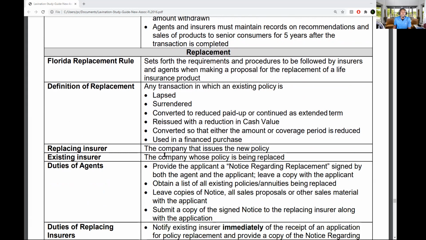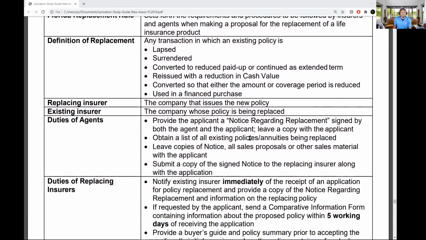Replacing insurer: the company that issues the new policy is called the replacing insurer, the replacing insurance company. Existing insurer: this is the company whose policy is being replaced. The replacing insurer is the company that's going to give the new policy and assume the risk. The company whose policy is being replaced is called the existing insurance company.